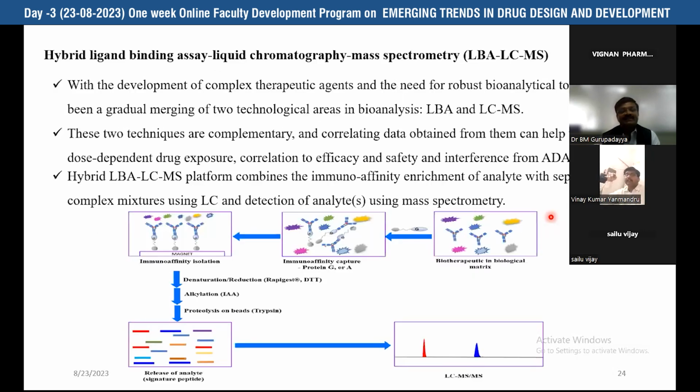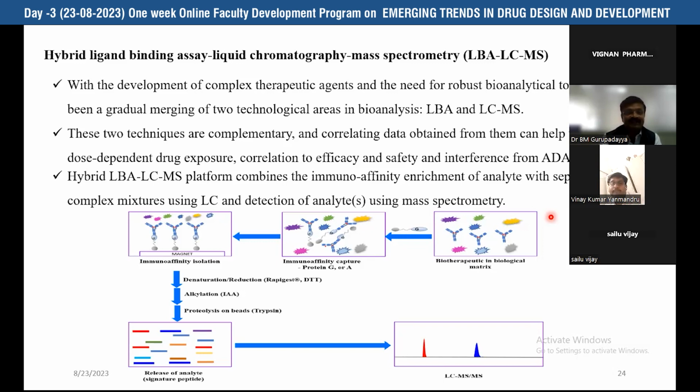And there are some more methods for the quantification of drugs when the molecules are of higher molecular weight, like hybrid ligand binding assays, again connected to LCMS. With the development of complex therapeutic agents and the need for robust analytical tools, there has been a gradual merging of two technological areas, merging ligand binding assays with LCMS. This gives a more accurate idea for the separation as well as the identification of your proteins of interest.